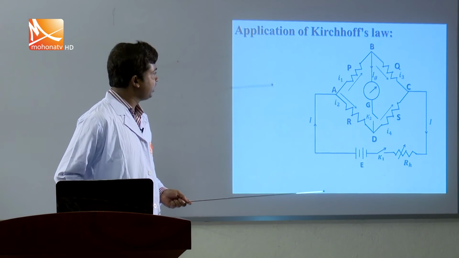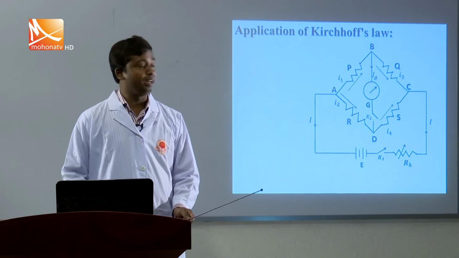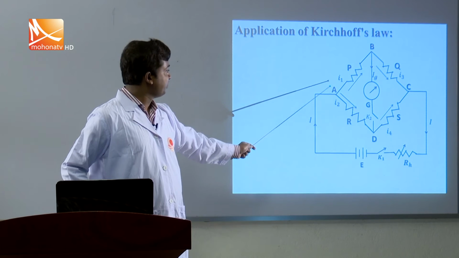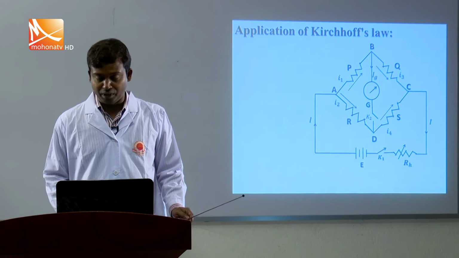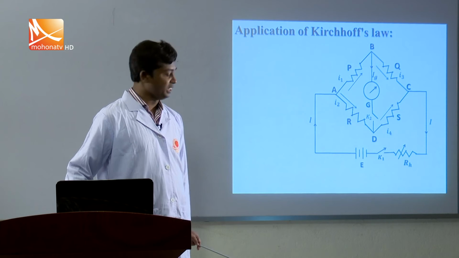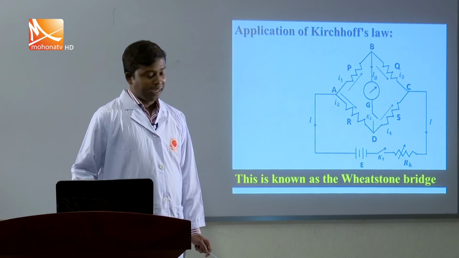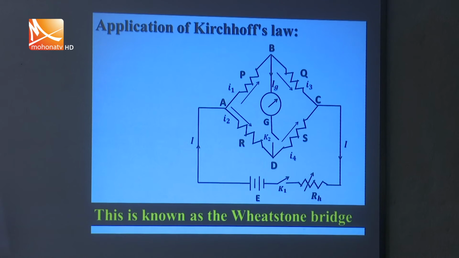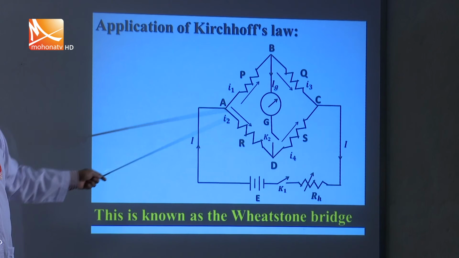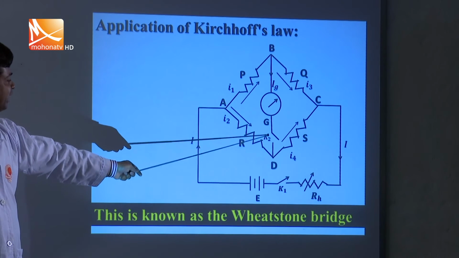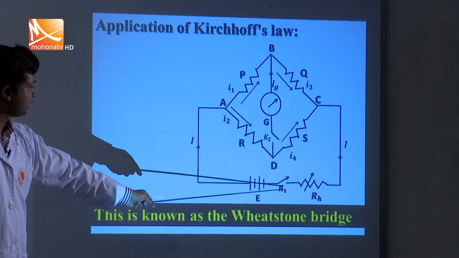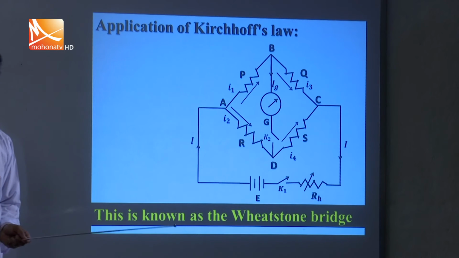So, this is a circuit where two terminals are connected by a galvanometer and the rest two terminals are connected by a source. This circuit is nothing but known as the Wheatstone bridge circuit. In this circuit, basically these four resistances are arranged in such a way that no current flows through the galvanometer when both keys K1 and K2 are closed.